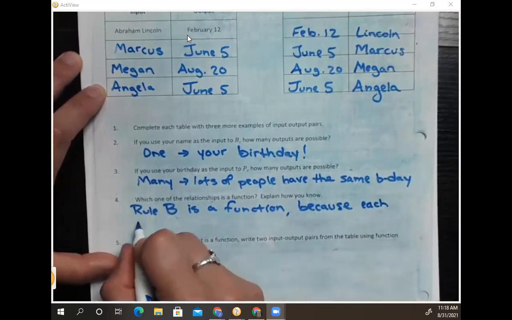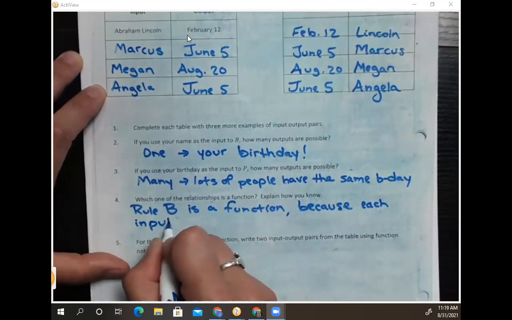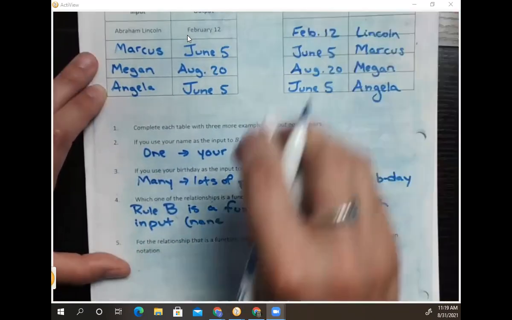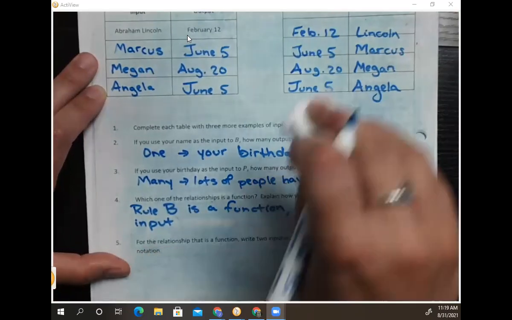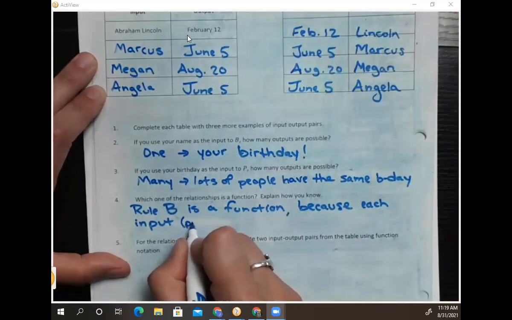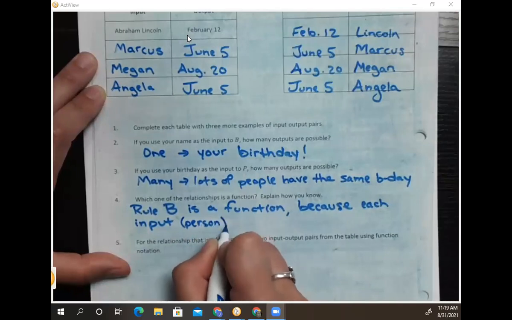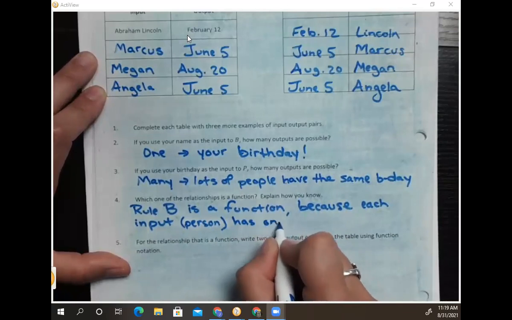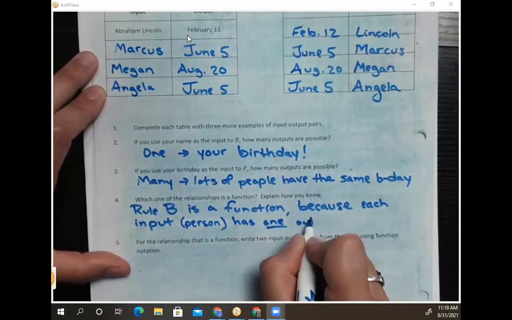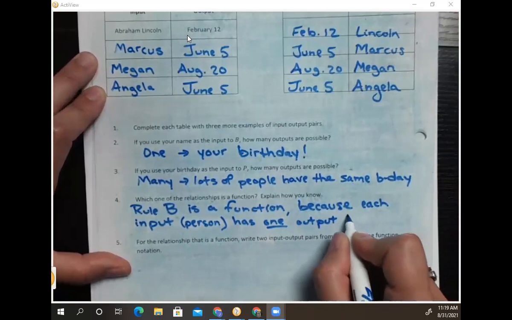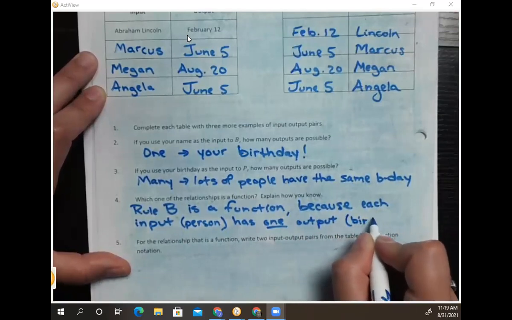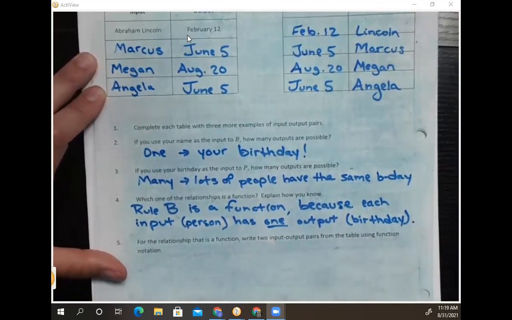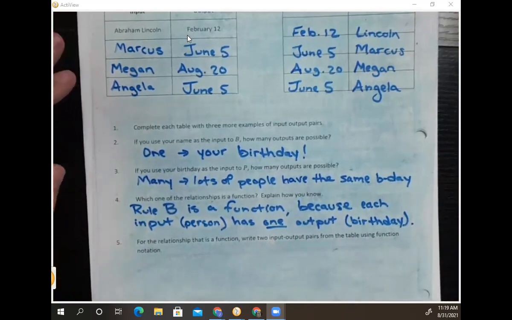Each input, I'm going to write "person" here instead of "name." Each input, which is a person, has one output. And remember, the output would be our birthday. Each input has one output. Each person has one birthday.